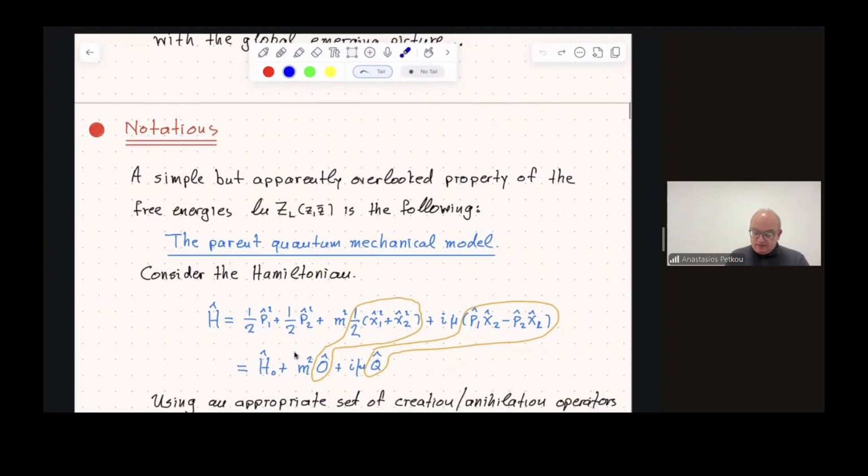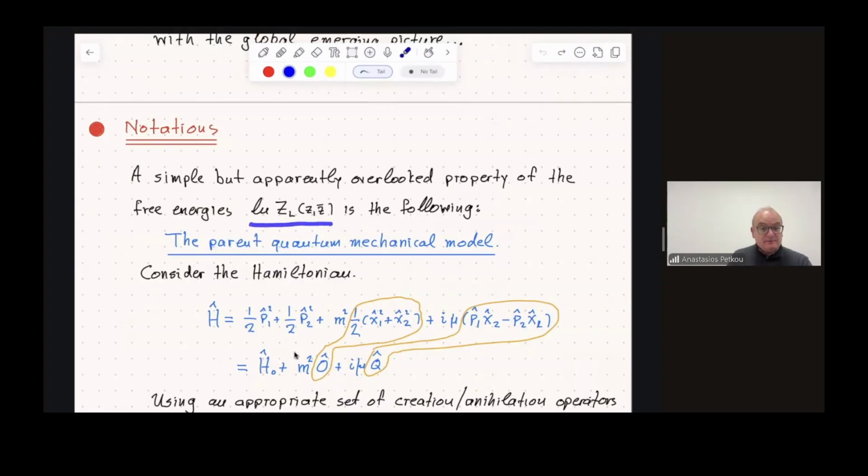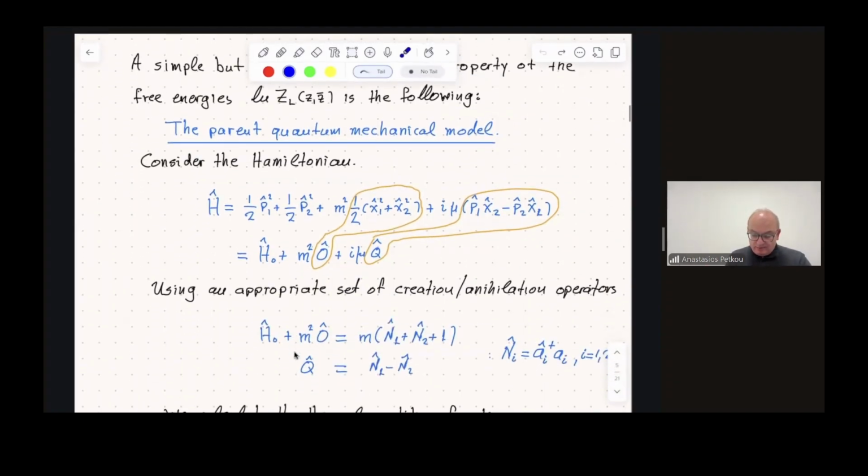Now, as I said, we have calculated the thermal free energies of free massive fields with a chemical potential, and we were not the first ones, obviously, this is clear. But these things have an apparently overlooked property, which perhaps it was noticed, but anyway, we noticed it as well. And I haven't found it very easily in the literature.